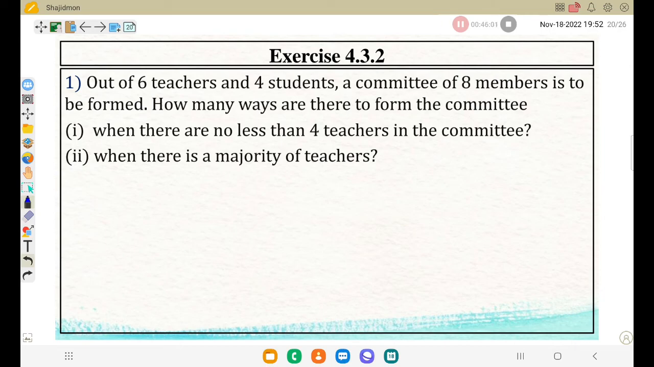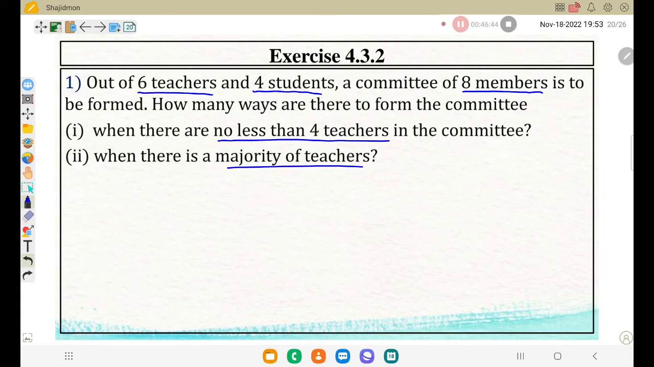Exercise 4.3.2. First question. Okay, out of 6 teachers and 4 students, totally 10 are there. A committee of 8 members is to be formed. How many ways are there to form the committee when there are no less than 4 teachers in the committee? And the second one, when there is a majority of teachers in the committee. Okay, so this is our question.